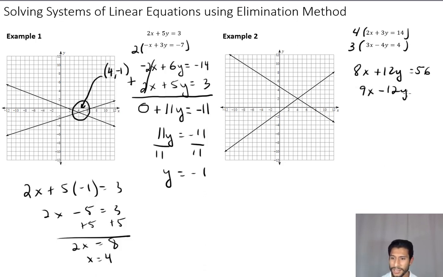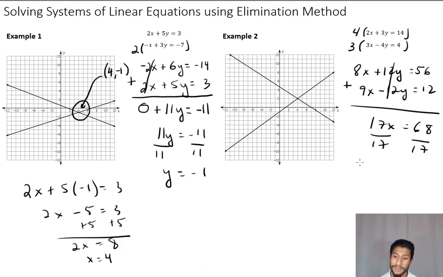I'm sorry. Equals 12. Now we can just add the equations, right? And as you can see again, this will cancel out. 9 plus 8, 17x is equal to 68. Divide by 17, divide by 17. I'm on the spot right now. That's going to be 4. Boom. And as you can see, x is 4. They intersect, baby. They intersect. So it should be 4 comma 2, right?